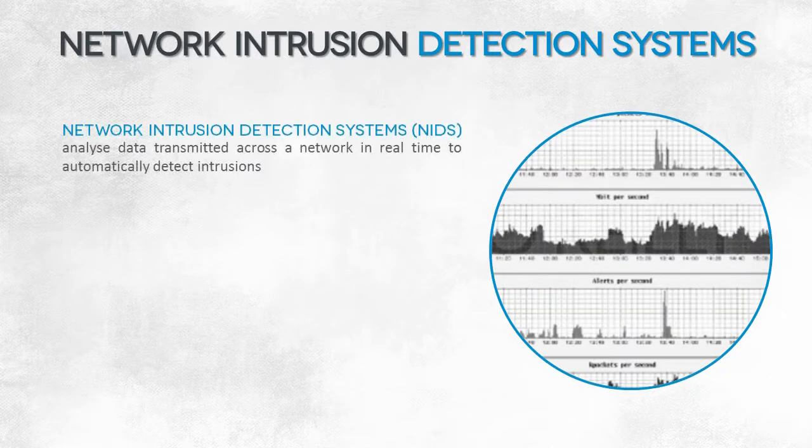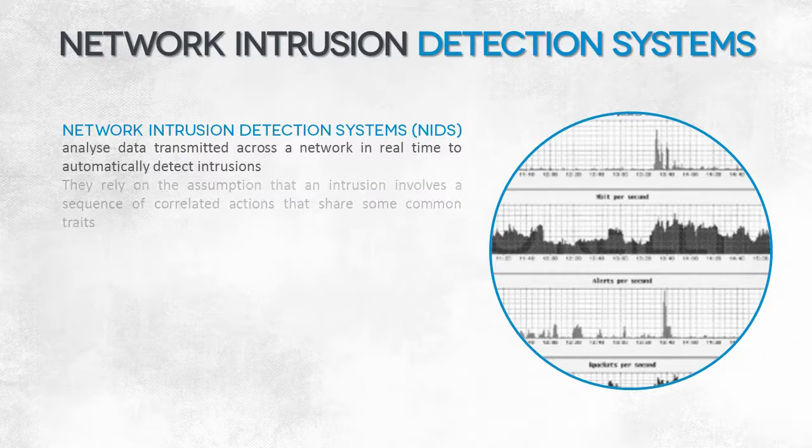In addition to firewalls, there are also network intrusion detection systems. These are programs or devices that analyze data sent over the network in real time. On the basis of predefined patterns or anomalies from the baseline, they notify the user or autonomously take preventative actions.